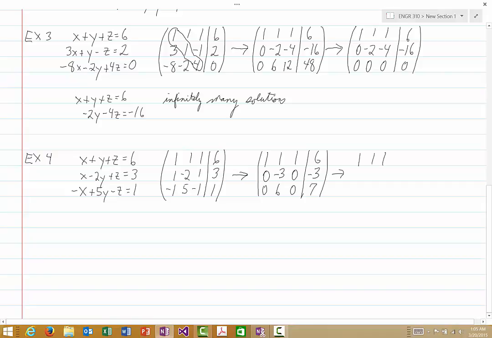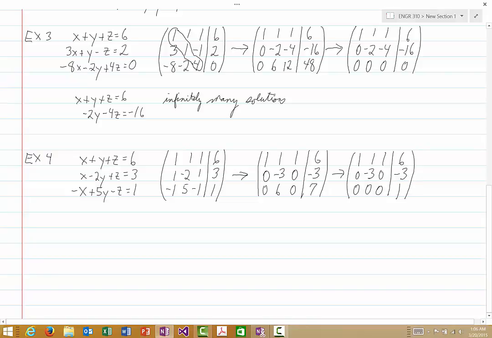So let's do that and see what happens. 1, 1, 1, 6. 0, -3, 0, -3. And then when we add twice the second row to the third row, 2 times 0 plus 0 is 0. 2 times -3 is -6 plus 6 is 0. 2 times 0 is 0 plus 0 is 0. And 2 times -3 is -6, and 7 is 1. Now we have eliminated all the non-zero terms below the main diagonal.